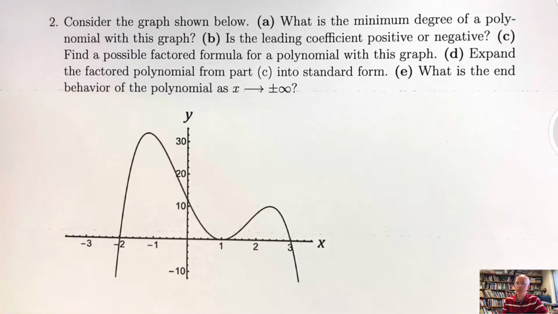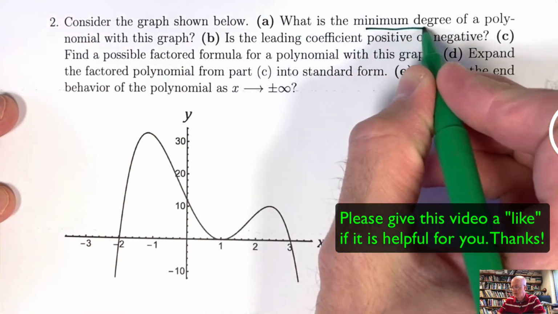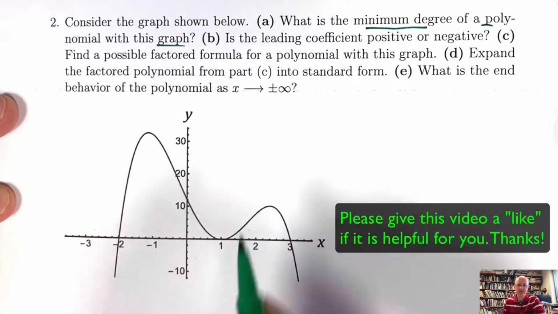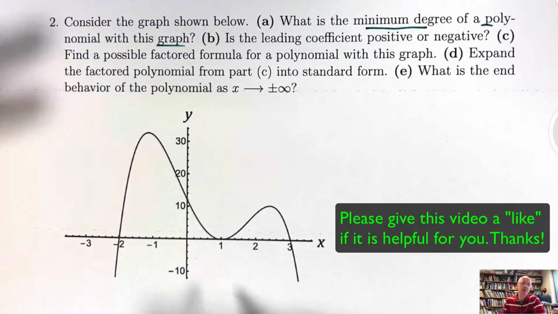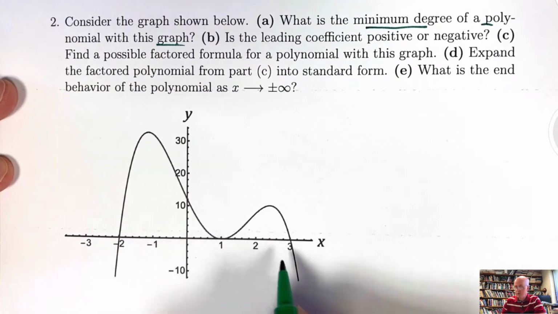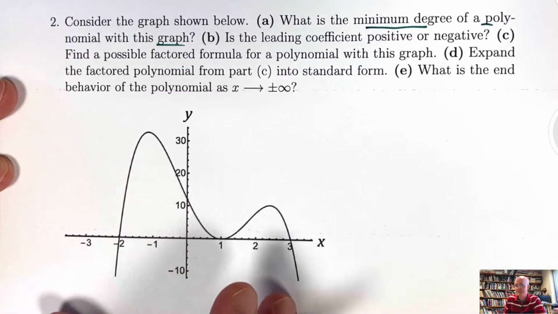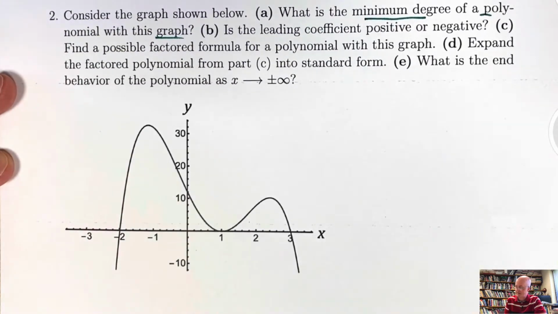In the second problem, we are given a graph, and we ultimately want to find a polynomial with that graph. We start with some other questions. Part A, what is the minimum degree of a polynomial with the graph that you see right here? The first thing to do is to look at the number of x-intercepts, also called roots or zeros of the polynomial. We see that there are 1, 2, 3 of them. Based on that, you'd say the minimum degree has to be at least 3, but that's not necessarily the final answer. And if you think about it, based on the end behavior, it can't be the final answer.